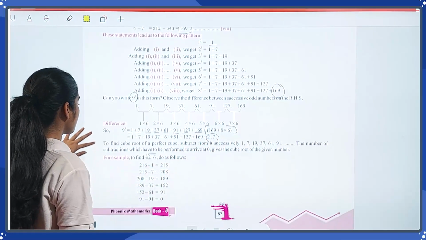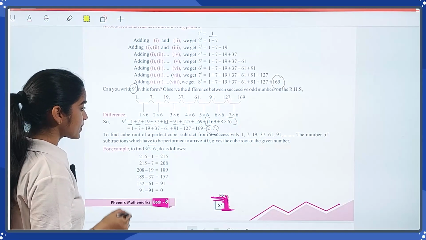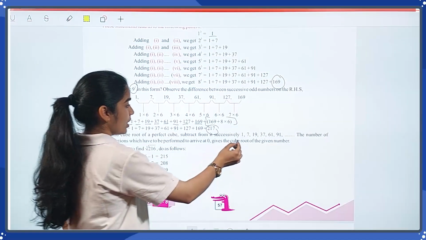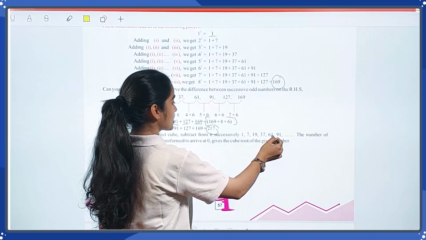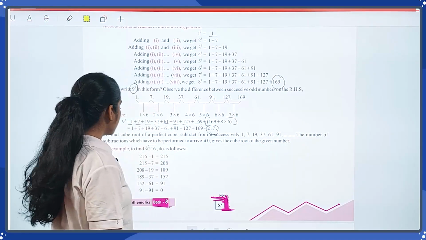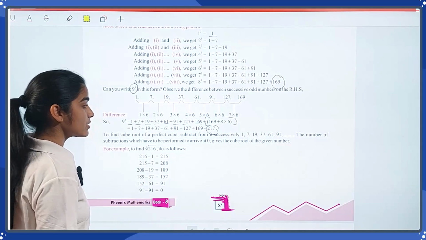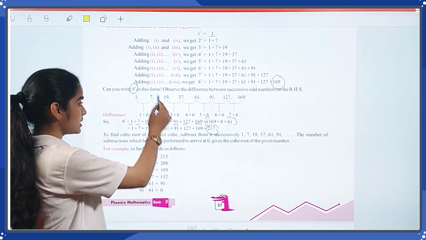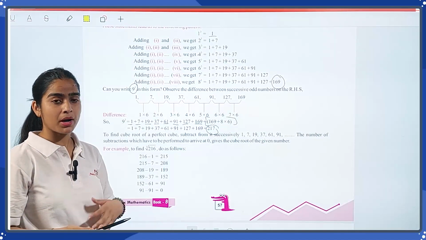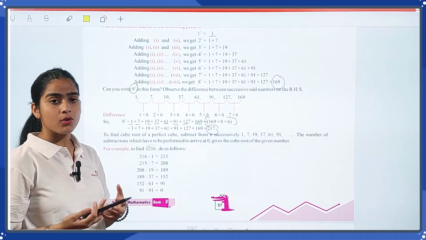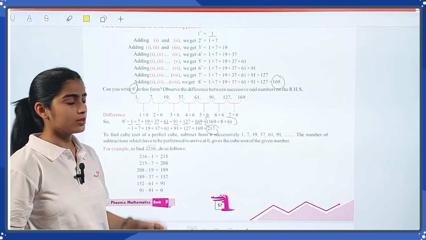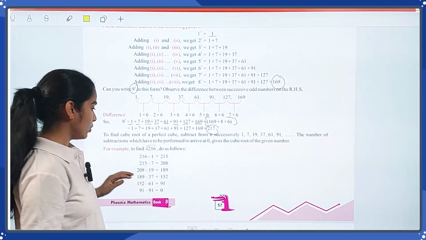After solving this, to find the cube root of a perfect cube, subtract from it successively 1, 7, 19, 37, 61, 91 and so on. The number of subtractions which have to be performed to arrive at 0 gives the cube root of the given number. So these are the numbers which we have to continuously subtract, to find whether this is a perfect cube or not. So in that way we have to solve the whole process.